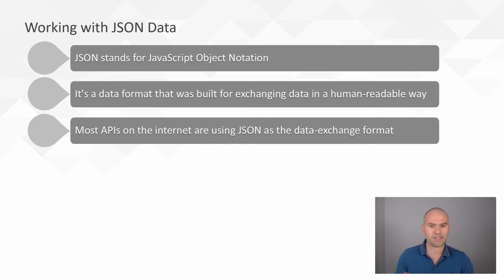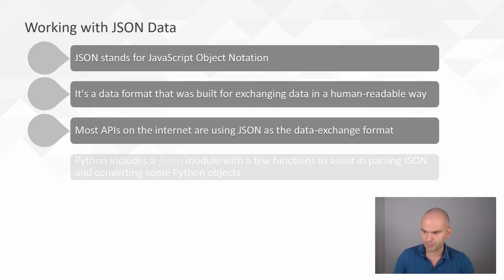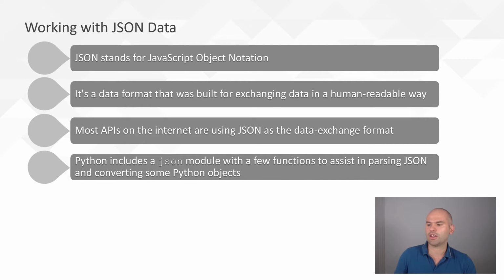Because of this, it's basically become the standard as the data exchange format between APIs. So when you're interacting with a website, when websites are interacting with websites and getting data from each other, this is how the data travels in JSON format. Python also, just like we have a CSV module, has a JSON module with a number of functions that are going to assist us in reading and writing JSON data. So let's look at two examples, one for reading, one for writing JSON data.